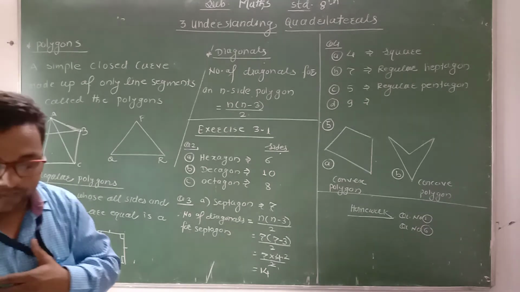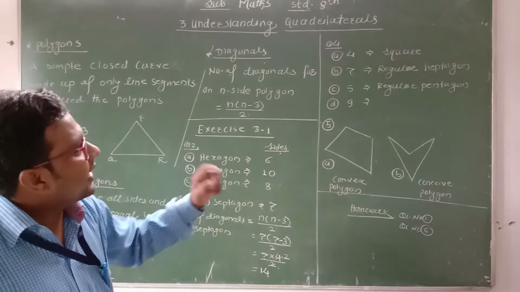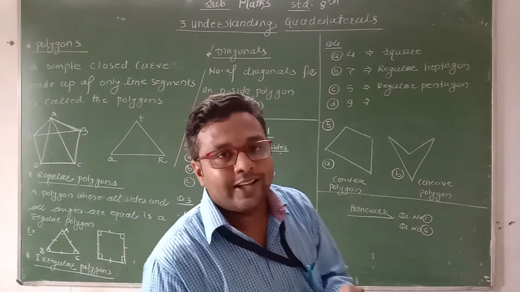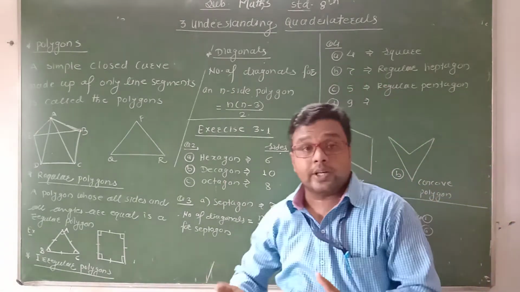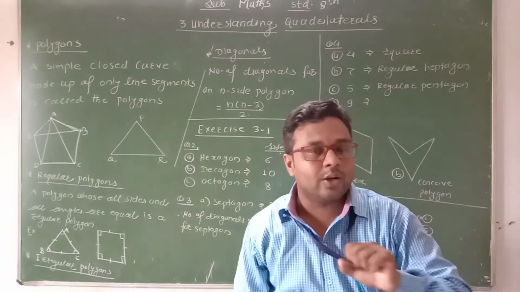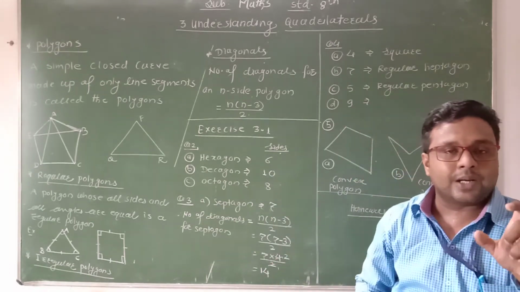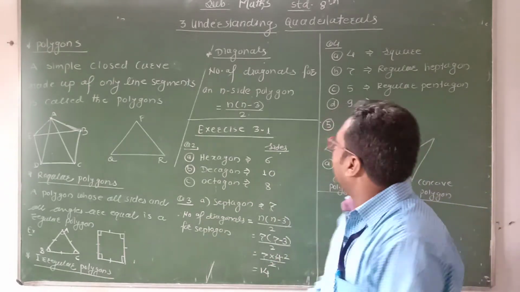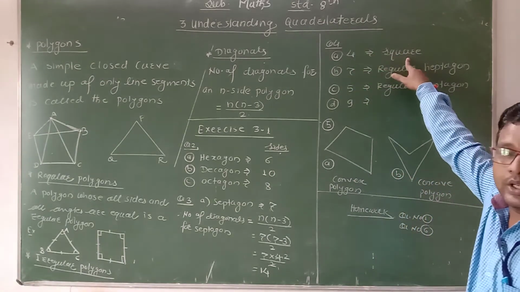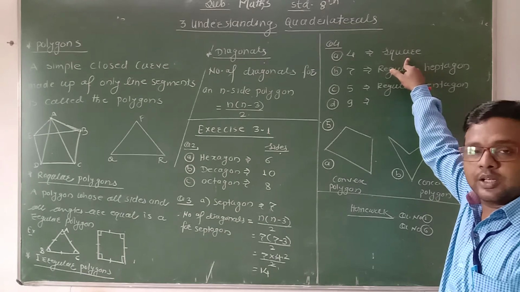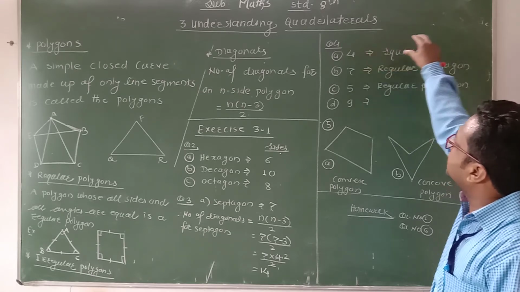Name the regular polygon with the number of sides given below. Number of sides are given here. Here we have to write the name of the regular polygon. Now a 4-side polygon, we know, is called a quadrilateral. But what is a regular quadrilateral? If the sides are equal and each angle is equal, then that polygon is called a regular polygon. Now the regular 4-side polygon is the square. Square has all sides equal and all angles equal. Therefore the 4-side regular polygon is the square.